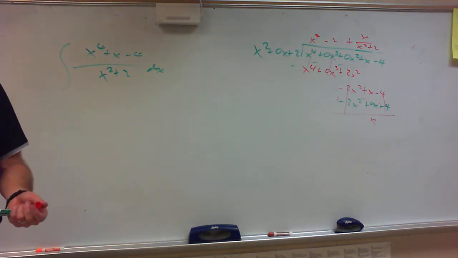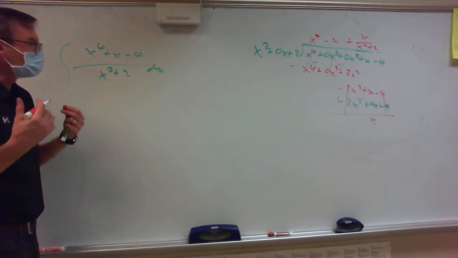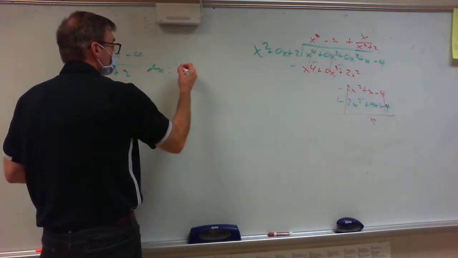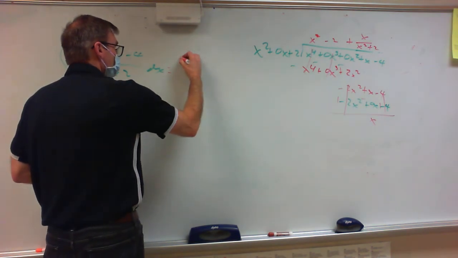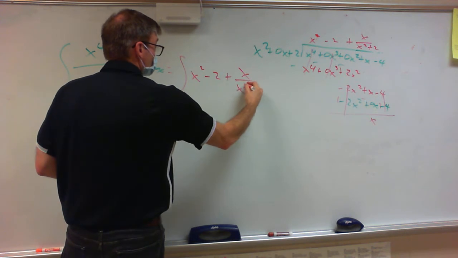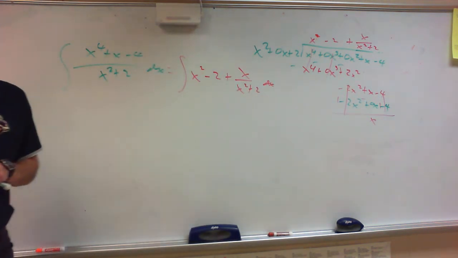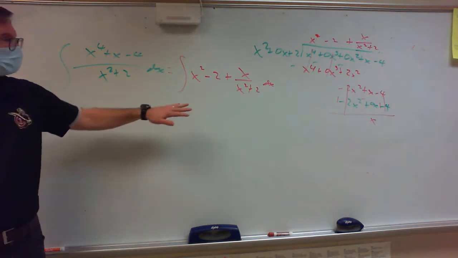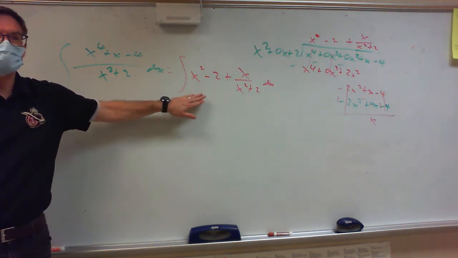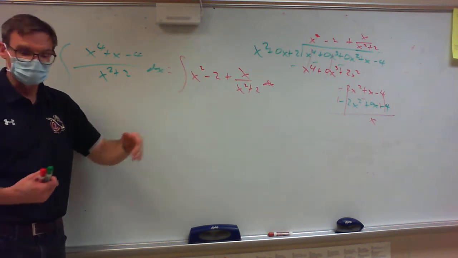So the painful part of the step is the long division. Once you do the long division, the rest of it isn't so bad because this is now the integral of x squared minus 2 plus x over x squared plus 2. And once you get here, I don't think it's so bad. Now you just take the integral term by term.